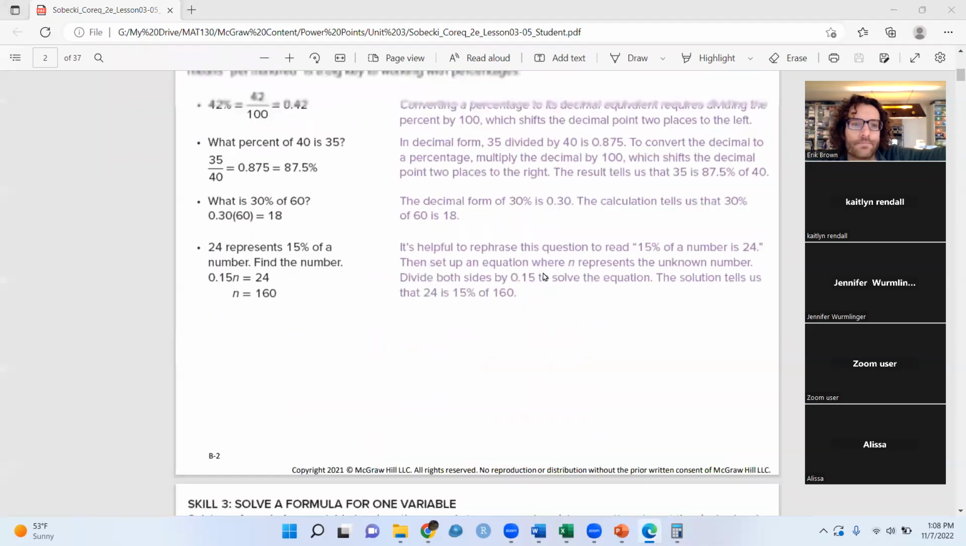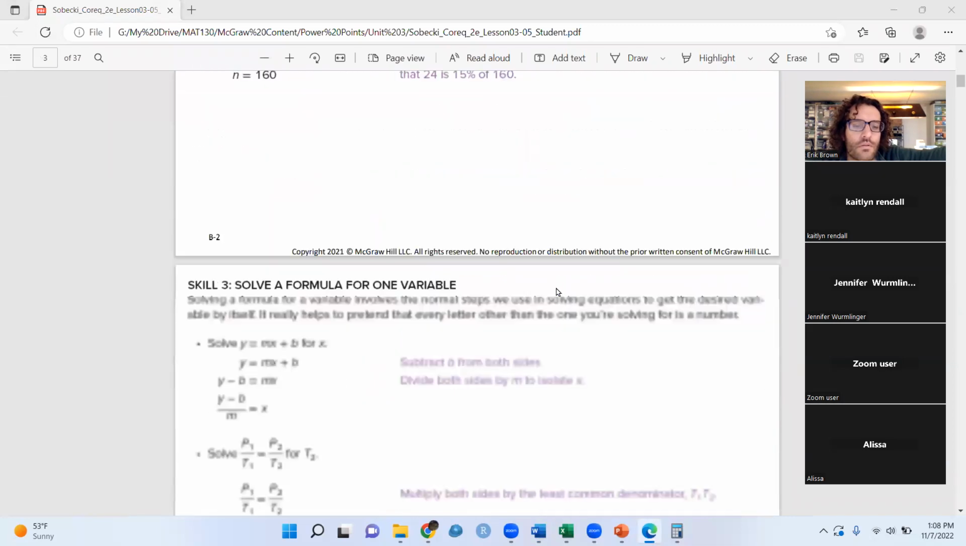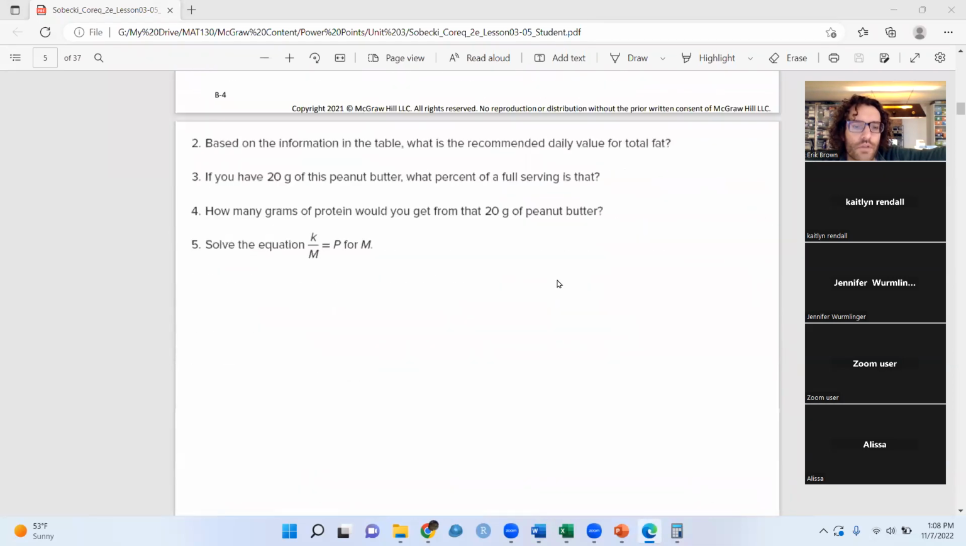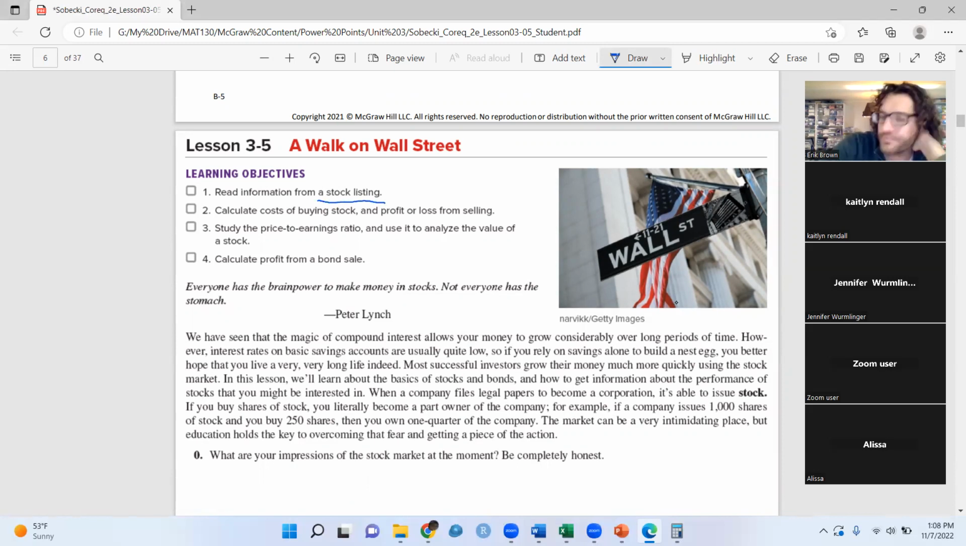So today, we're looking at 3.5, and it's got a lot of reading to do. So the main thing we're going to work on is making sure you understand how to read a stock listing.